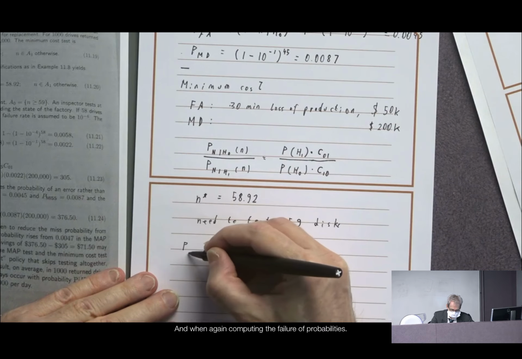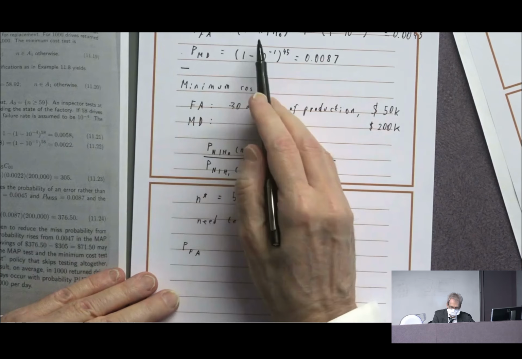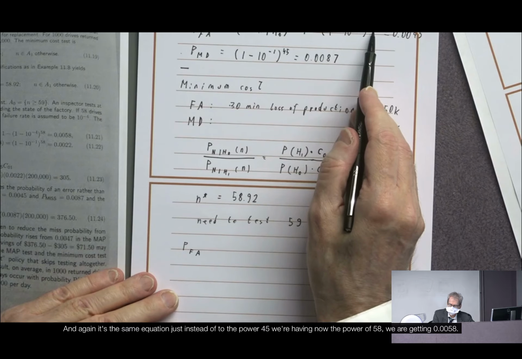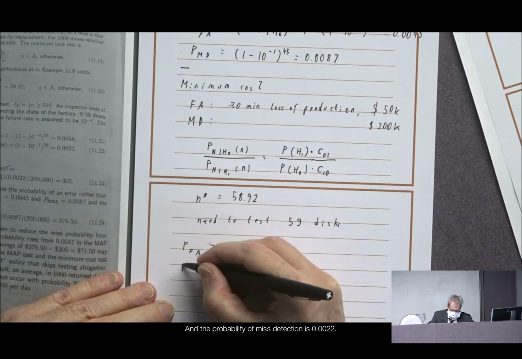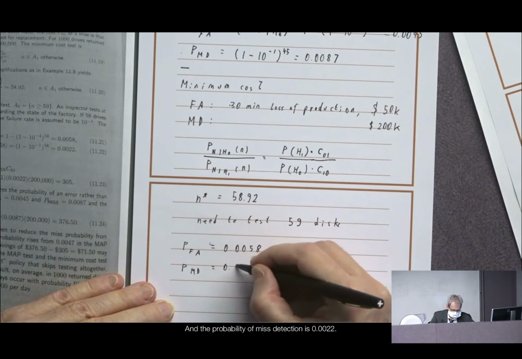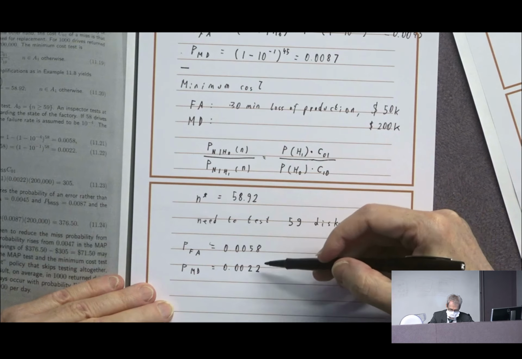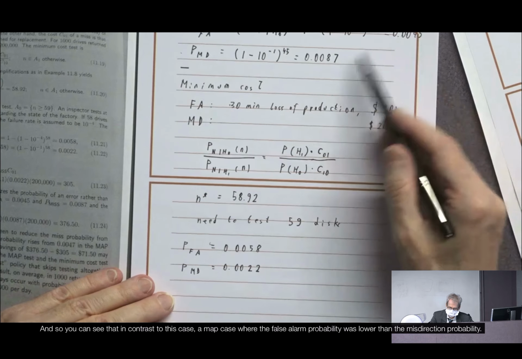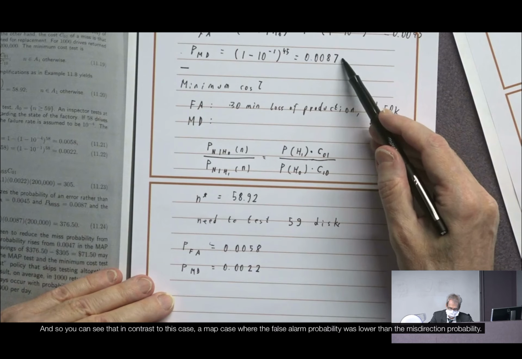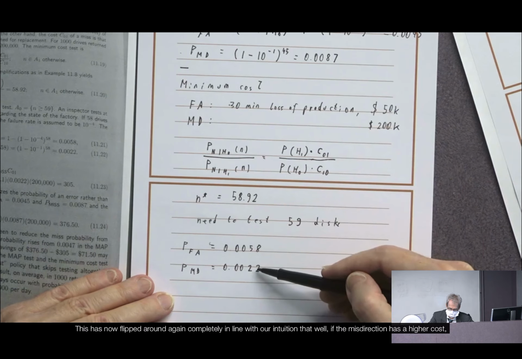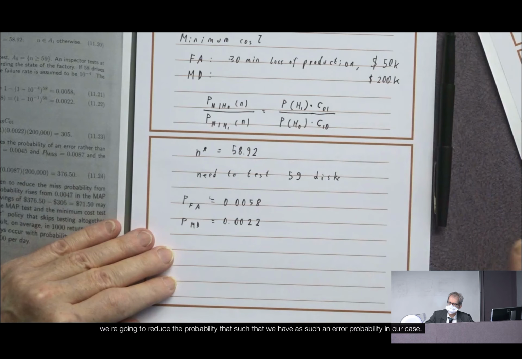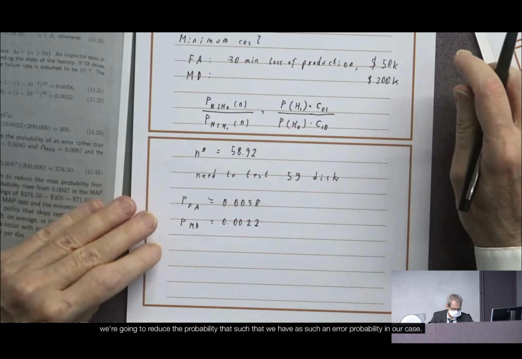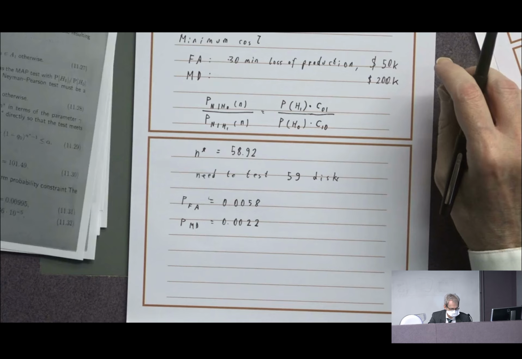And when we're again computing the failure probability, the probability of false alarm, it's the same equation, just instead of to the power 45, we now have the power 58. We are getting 0.0058, and the probability of misdetection is 0.0022. So you can see that in contrast to the MAP case, where the false alarm probability was lower than the misdetection probability, this has now flipped around, completely in line with our intuition that if the misdetection has a higher cost, we're going to reduce the probability of that error.